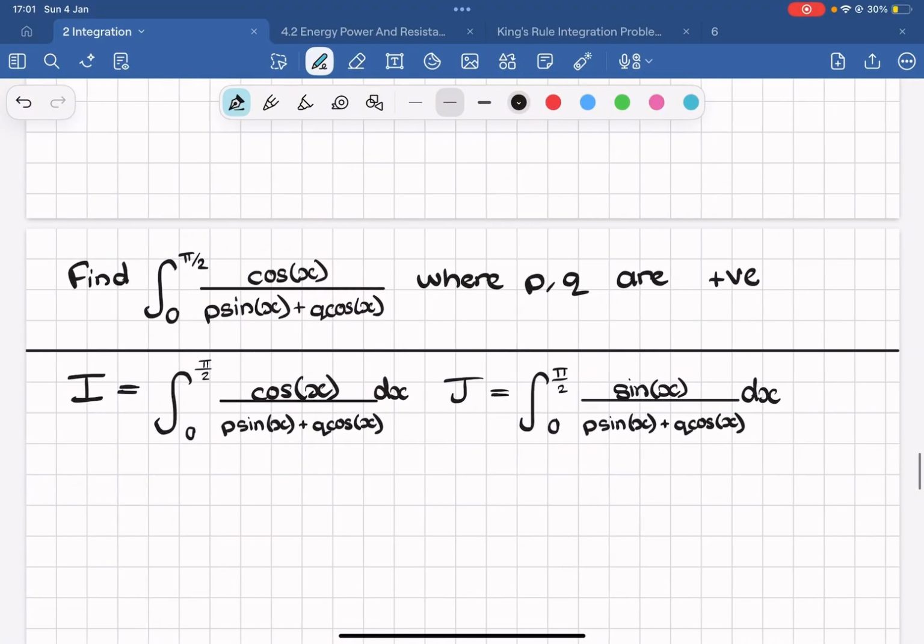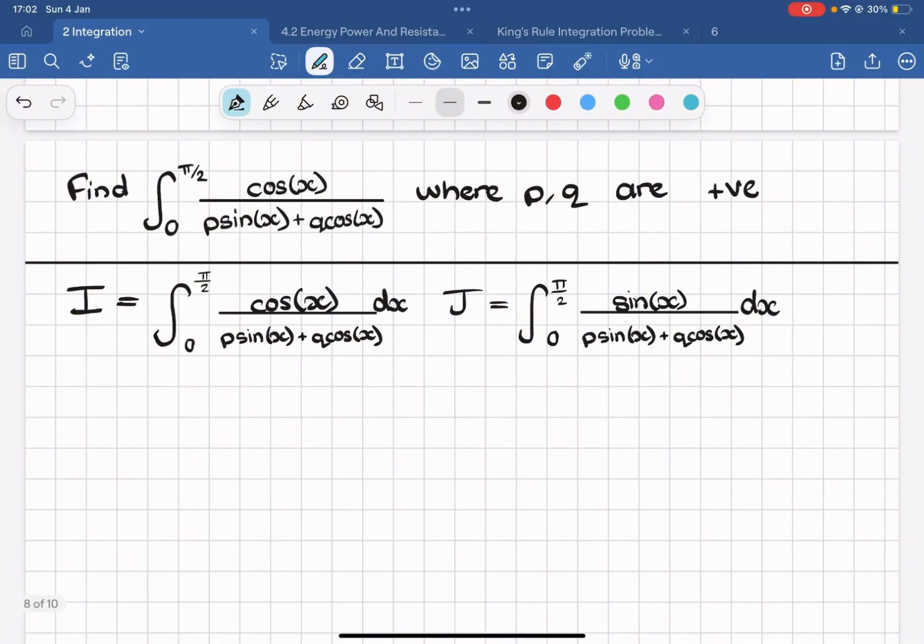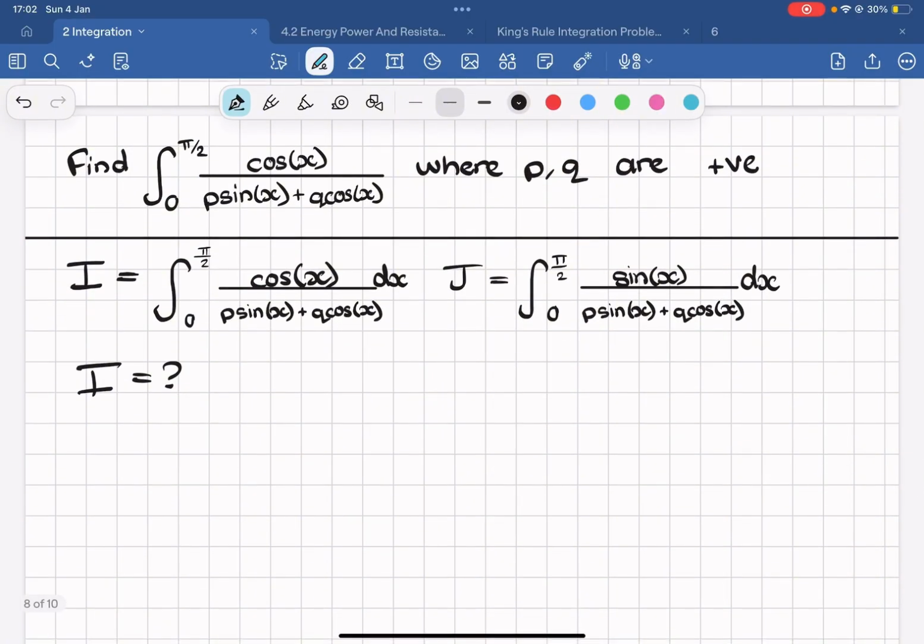Find the integral from 0 to pi over 2 of cos x all over p sine x plus q cos x, where p and q are positive numbers. Now I've already written in I and J, because obviously we're trying to use a similar idea from the last part. So we have I, cos x. We're trying to find I, right? And the way we'd go about this is using a similar logic from the last part.